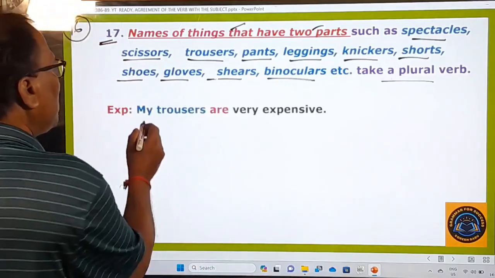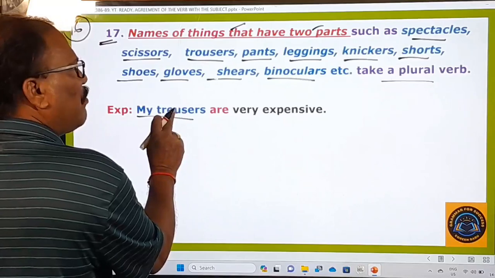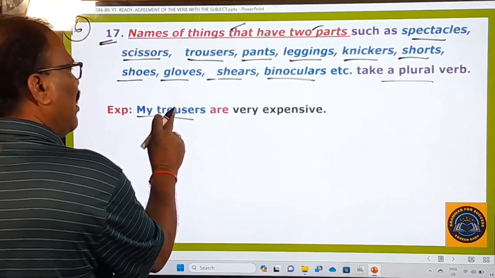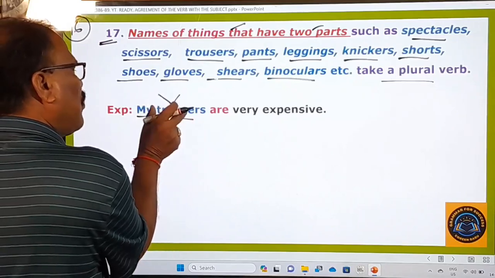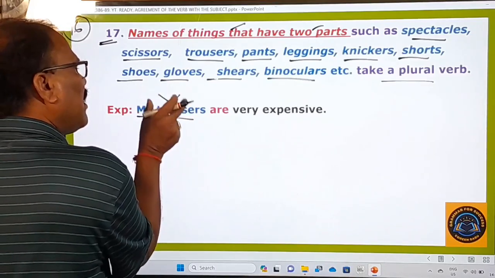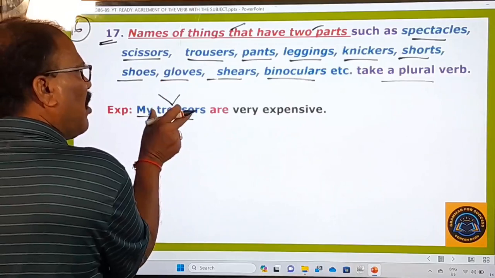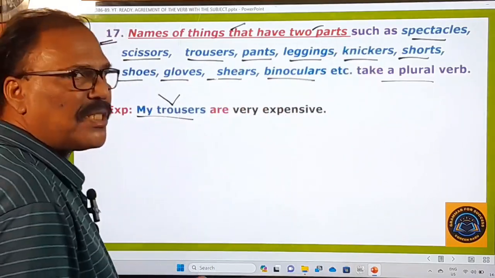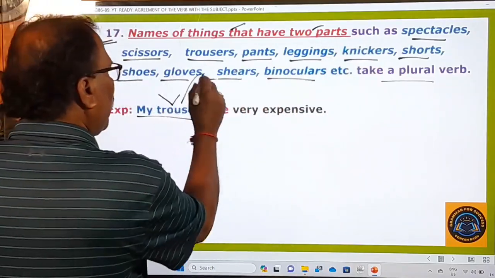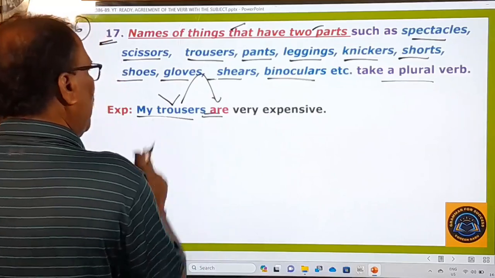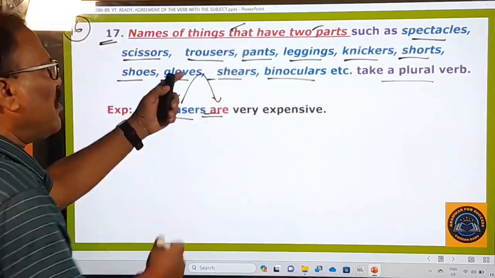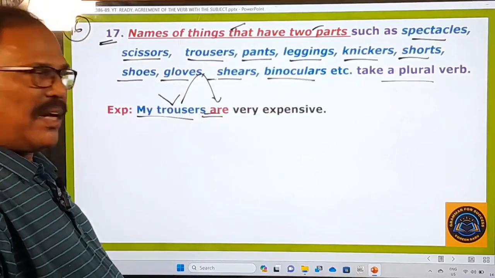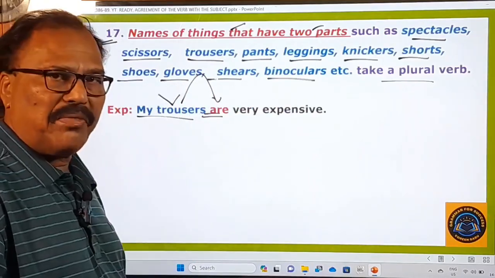My trousers. Trousers is a plural word. Though it is a single article, it has two parts in it, and therefore it is treated as a plural word. All these words are treated as plural, and that's why they take a plural verb after them. My trousers are very expensive. Similarly, all these words are treated as plural nouns, and therefore they always take a plural verb after them.